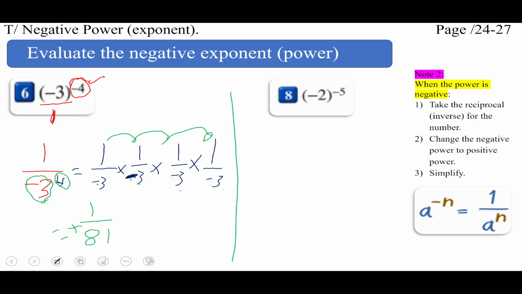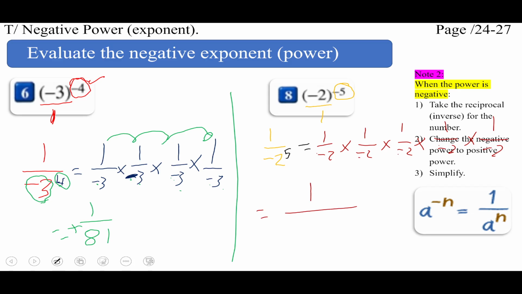The second example, put 1 in the denominator, 1 out of -2, change this exponent to positive, -5 becomes 5. So write 1 out of -2 times 1 out of -2 times 1 out of -2 times 1 out of -2 times 1 out of -2: 1, 2, 3, 4, 5. So write 1 times 1 times 1, it's 1.